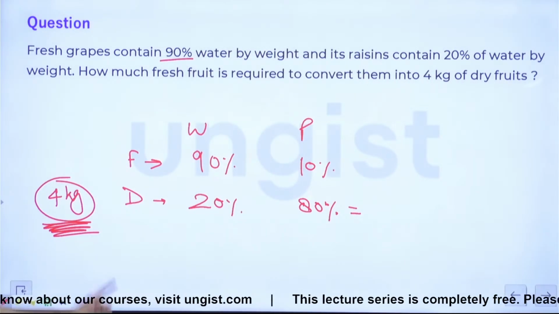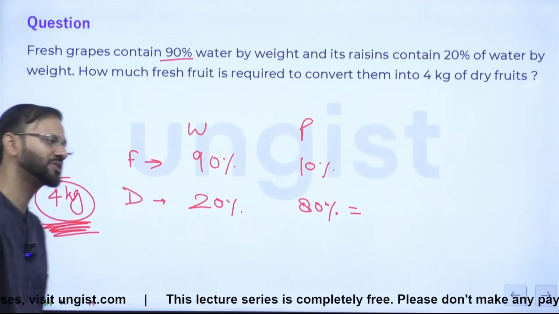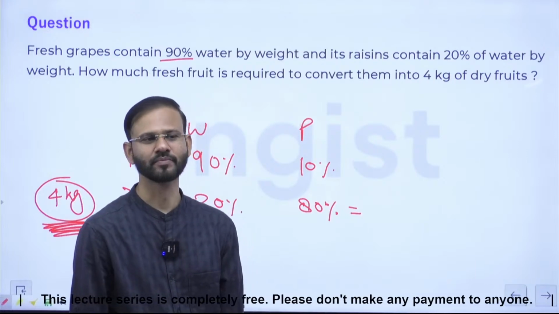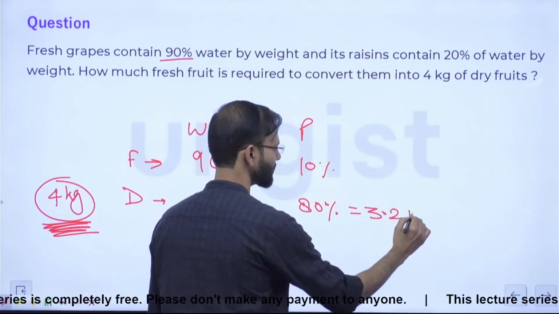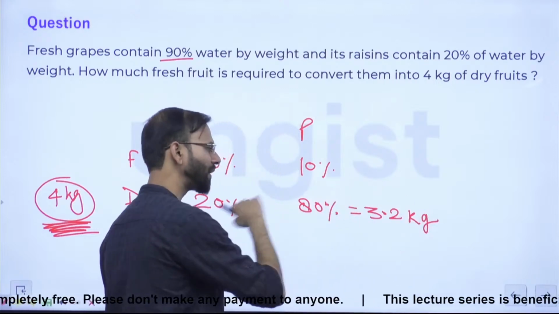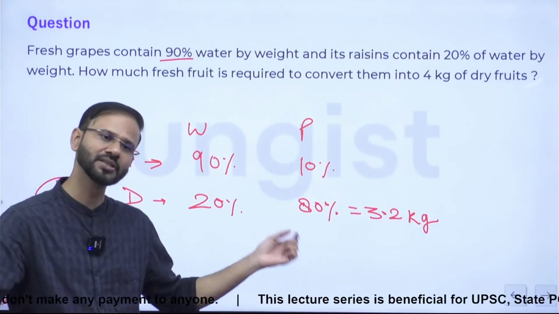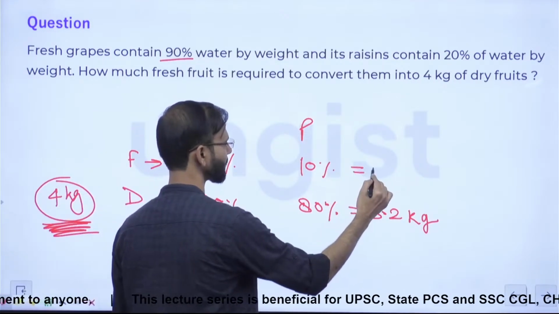Correct? 80% is the pulp, of 4 kg. So what is 80% of 4 kg, guys? 3.2. Right, everyone? This is 3.2. So friends, the quantity of the pulp is 3.2, right? So that will be 3.2 here also.